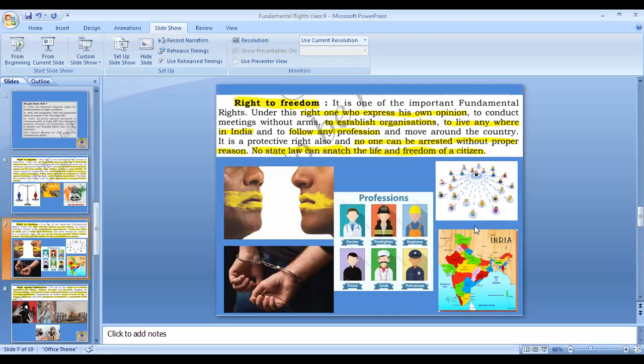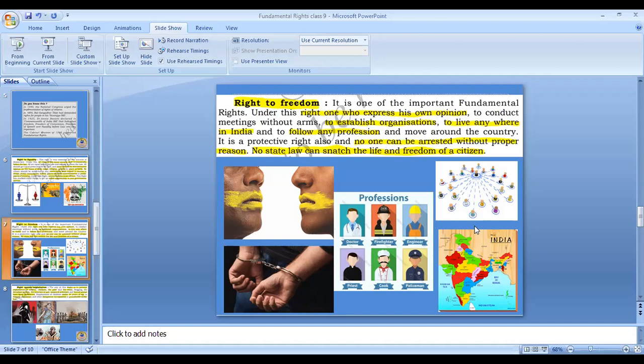After the right to equality, we will discuss the right to freedom. It is one of the important fundamental rights. Under this right, one can express one's own opinion, conduct meetings without arms, and establish organizations. They have the freedom to live anywhere in India, to follow any profession and to move around the country. This right gives the freedom to talk.